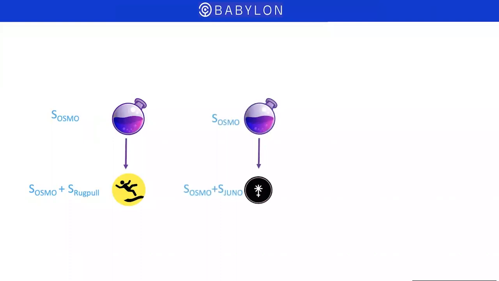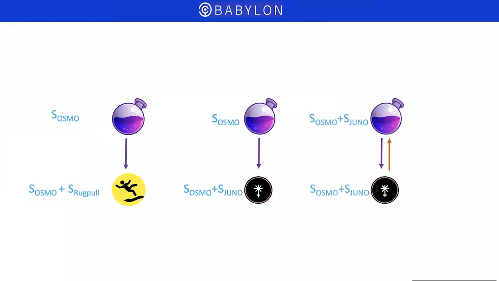So osmosis is transferring security from itself to the rug pull chain. You can apply this concept to even two big chains. Osmosis can provide security to Juno because they do communication through IBC. And in fact, you can make this both ways because the IBC is timestamping in both directions. So they can exchange security and you can get the sum of security. So you can prove some security theorems behind this as well.